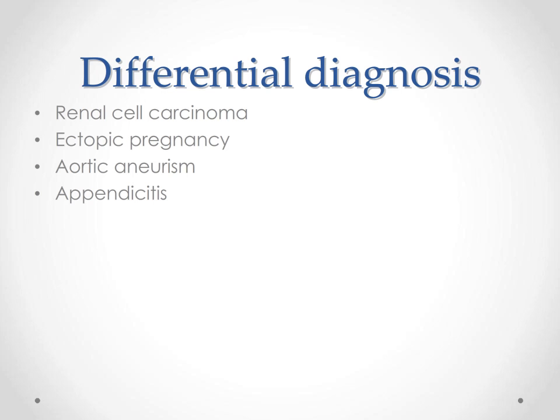There are other things that present similarly to nephrolithiasis, including renal cell carcinoma, which can also cause blockage or obstruction of the renal system or the ureters. Ectopic pregnancy can have similar pain. Aortic aneurysm rarely can have a similar presentation, as well as appendicitis.